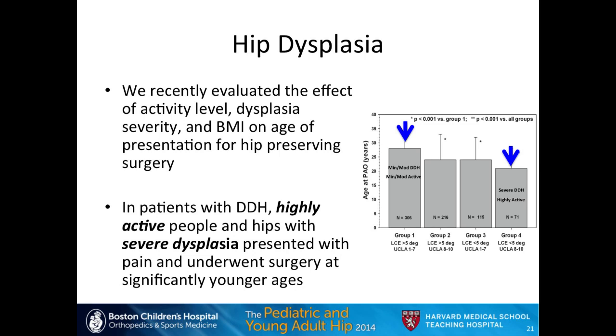Those you see here in the middle, I've highlighted these mild, moderate dysplasia and minimal, moderate activity folks from the severe dysplasia folks and the highly active folks here because it's the most obvious difference. But I think it also bears mentioning that if you have one or the other of these, you're either severely dysplastic or highly active, you still had an effect. So what you glean from that is that both of those things are independent predictors of presenting earlier with pain. And incidentally, we also asked them how long they've been having pain.